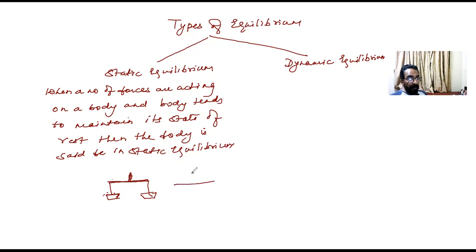Suppose a book is placed on a table. The weight of the book acts in a downward direction, but the table exerts an equal and opposite normal reaction force in upward direction. So the resultant force gets cancelled and this body remains at rest. Here also the forces get cancelled, it remains at rest. So we call this static equilibrium. When a number of forces are acting on a body and the body tends to maintain its state of rest, then the body is said to be in static equilibrium.